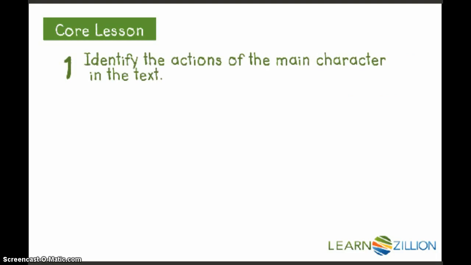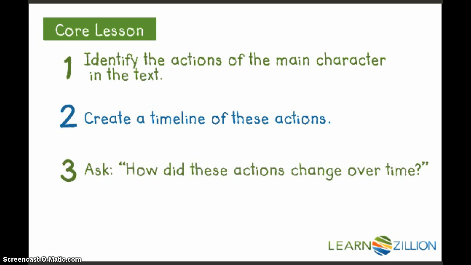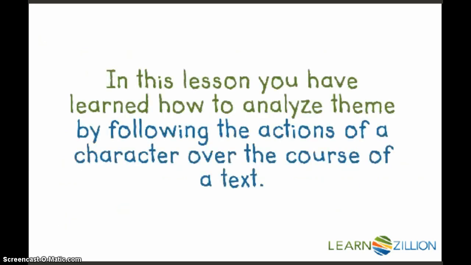In this lesson, we have identified the actions of the main character in the text. We have created a timeline of these actions. We've asked, how did these actions change over time? And we asked, how do these actions mirror the theme of the text? In this lesson, you have learned how to analyze themes by following the actions of a character over the course of a text.